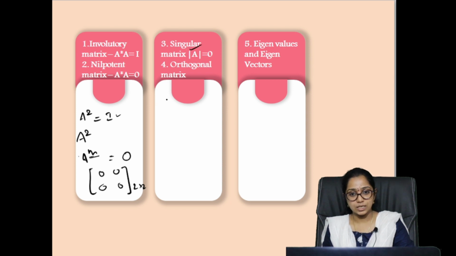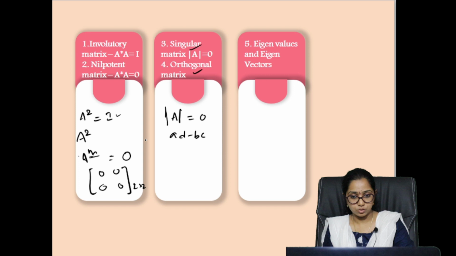What is a singular matrix? A singular matrix is nothing but one where the det of A is 0. Det for a 2 by 2 matrix is AD minus BC, and for the rest of the matrices we will be using the modulus, and I will be explaining how it is done.